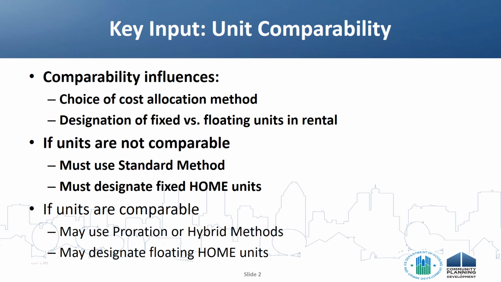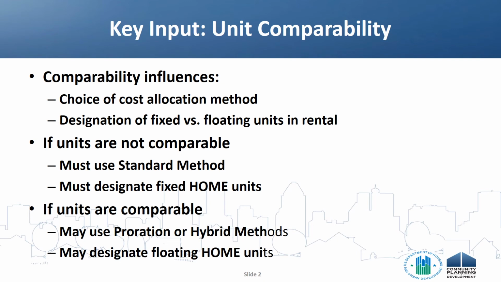If we determine that a project's units are not comparable, then we must use the standard method of cost allocation, and the PJ must designate fixed home units. That is, by designating specific units, let's say Unit 301, 402, and 507, which will always be the project's home units throughout the period of affordability. On the other hand, if a project's units are comparable, then the PJ can choose to use either the proration or potentially the hybrid method of cost allocation. Those methods, along with the standard method, will be addressed in greater detail in future tutorial segments.